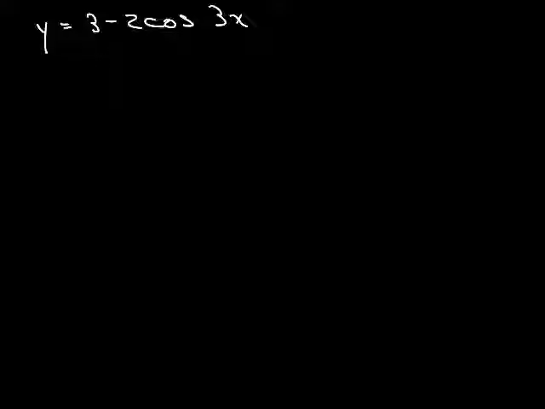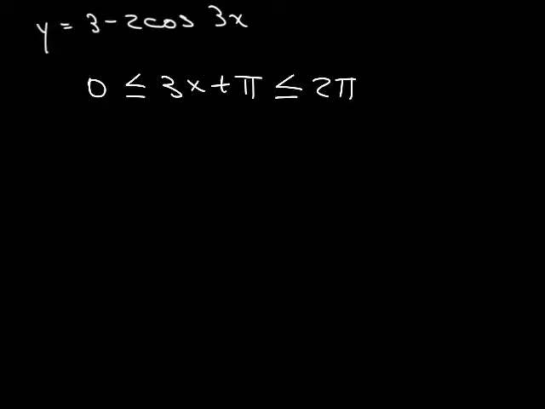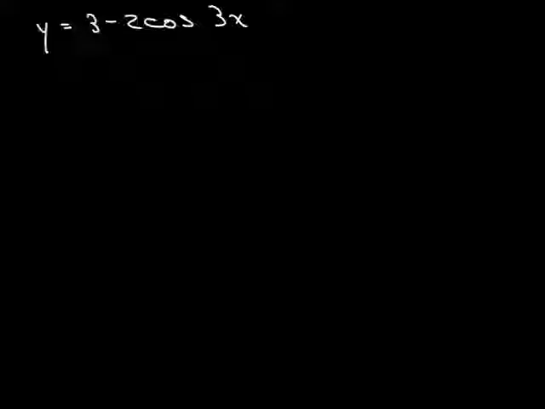Is it going to shift left or right? Is there any kind of a phase shift? No, because there's no number added or subtracted to this. So there's no phase shift at all. So we don't have to worry about what we did before, where we would have 0 is less than or equal to 3x plus pi, which is less than or equal to 2 pi. We don't have to do that because there isn't a phase shift. There's no number added or subtracted to the x, so we don't have to worry about that.